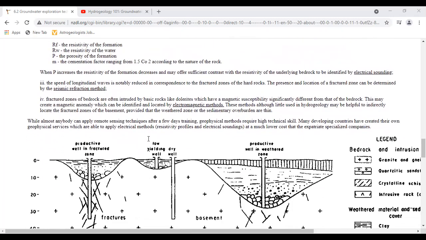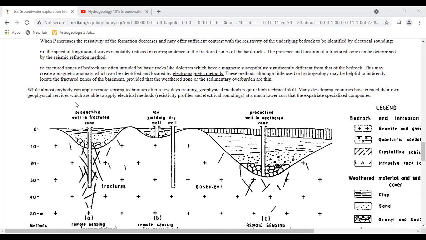When P increases, the resistivity of the formation decreases and may offer sufficient contrast with the resistivity of the underlying bedrock to be identified by electrical sounding. The speed of longitudinal waves is notably reduced in correspondence to the fracture zone of the hard rocks. The presence and location of a fracture zone can be determined by the seismic refraction method also.